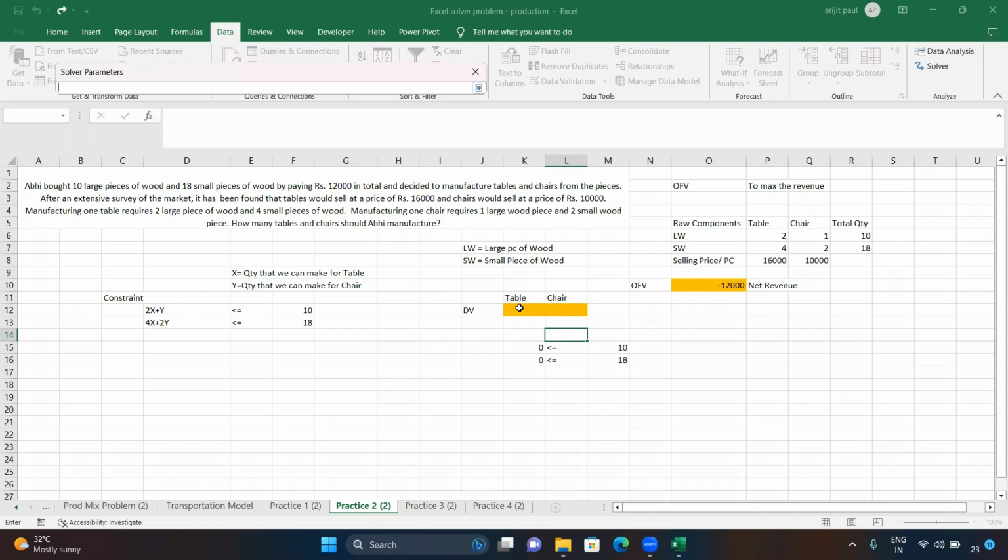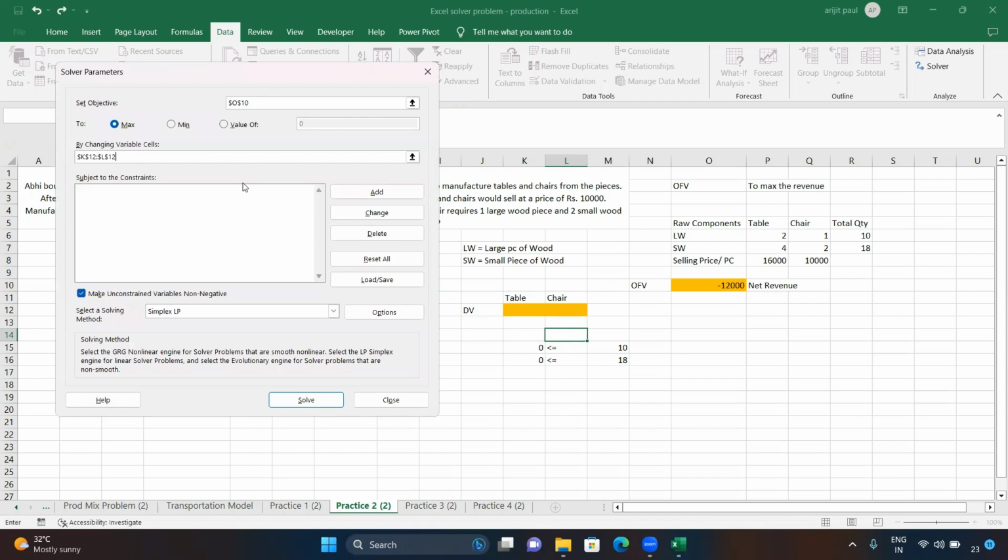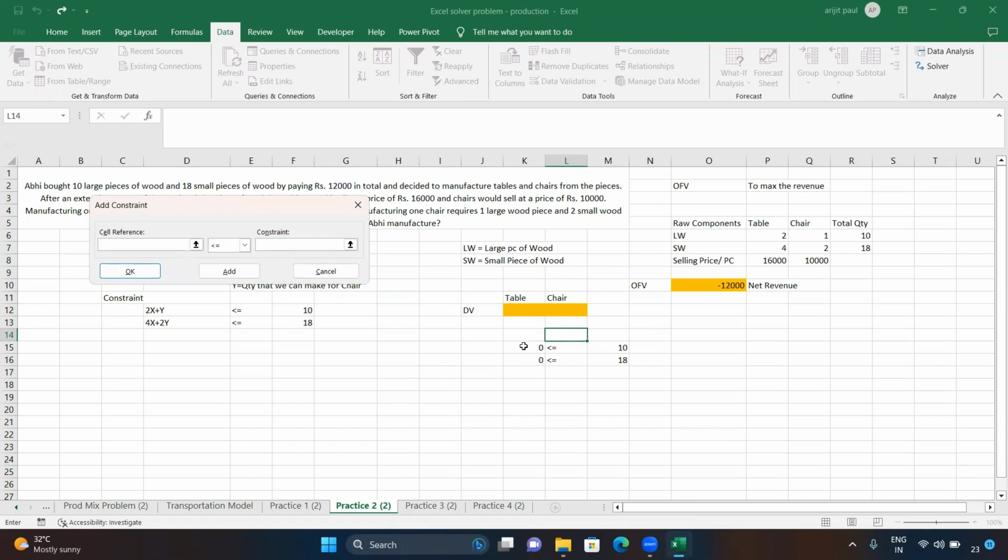What is our decision variable? We need to find out the quantity that we are going to prepare for table and chair. So we are going to select these two cells. That will be our variable cell. Now we have to add the constraint. So here we have mentioned both the constraint should be less than equals to, that is correct. Now these are the values.